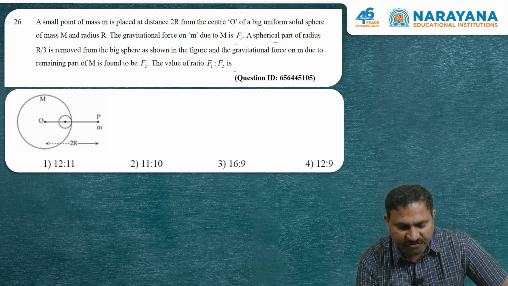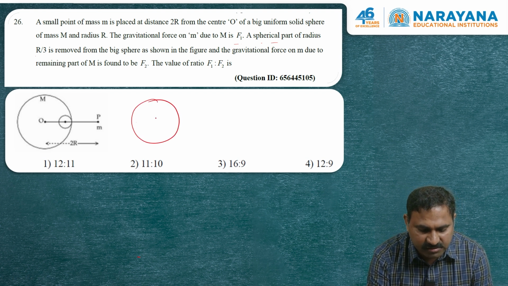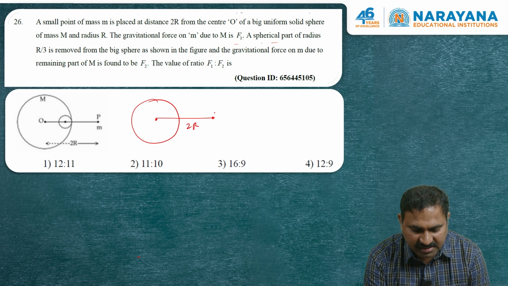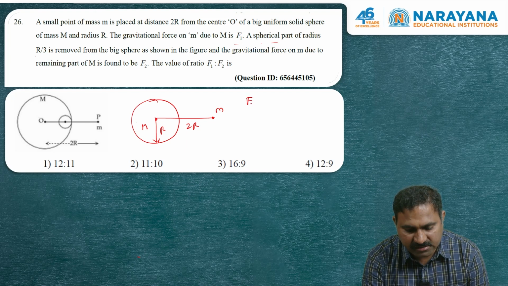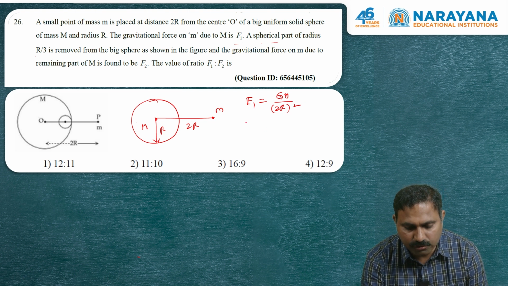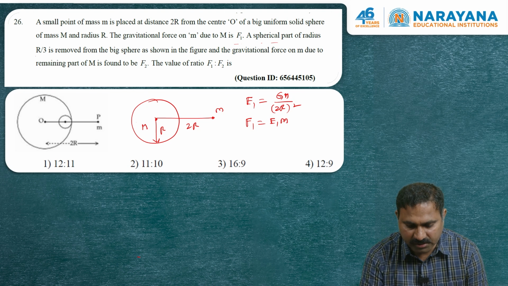The value of F1 by F2 is, first of all, the field due to the original sphere at a distance 2r from the center of the sphere. As it is an external point, the field produced by this can be written as Gm by 2r whole square. So force experienced is field into mass of the point mass.